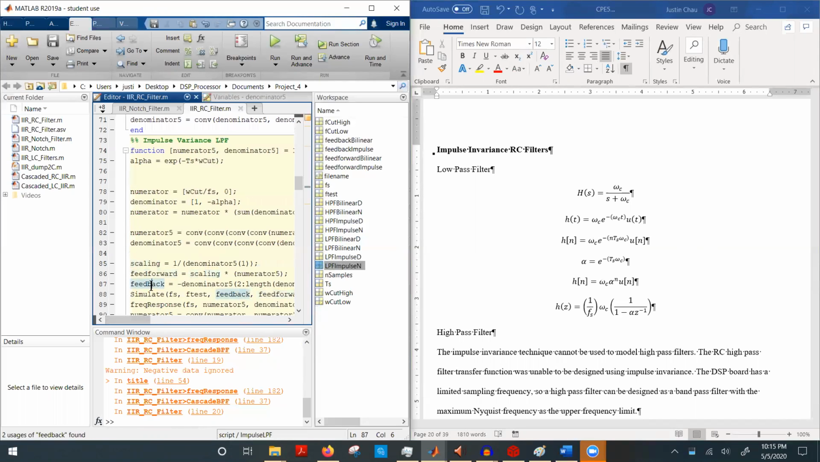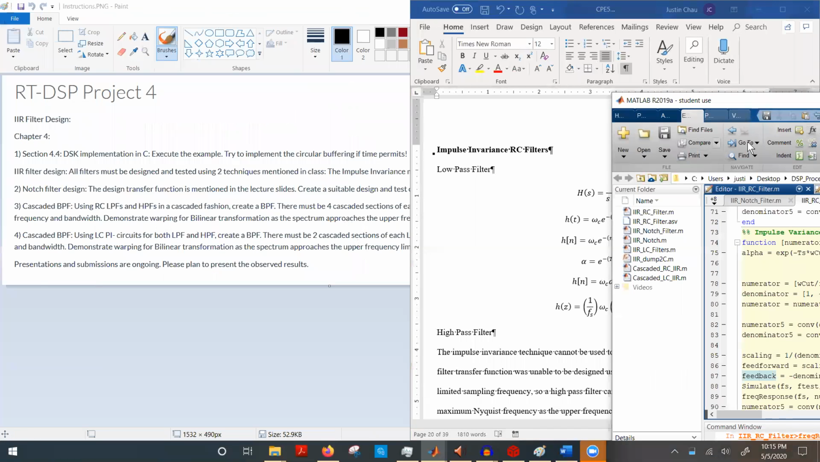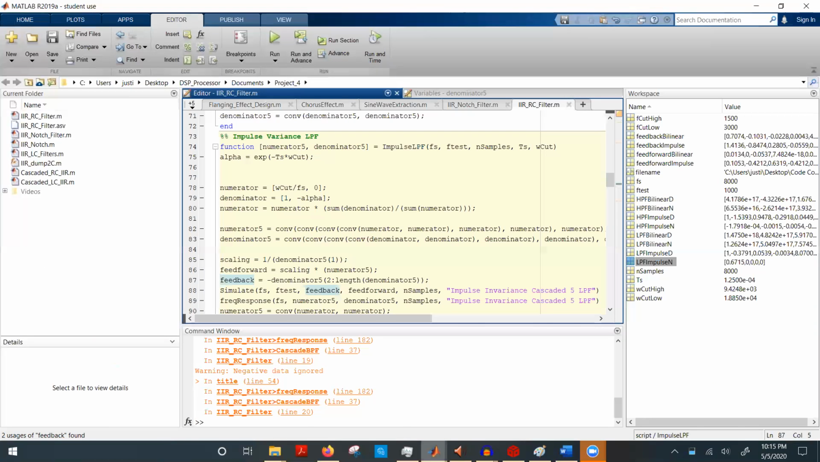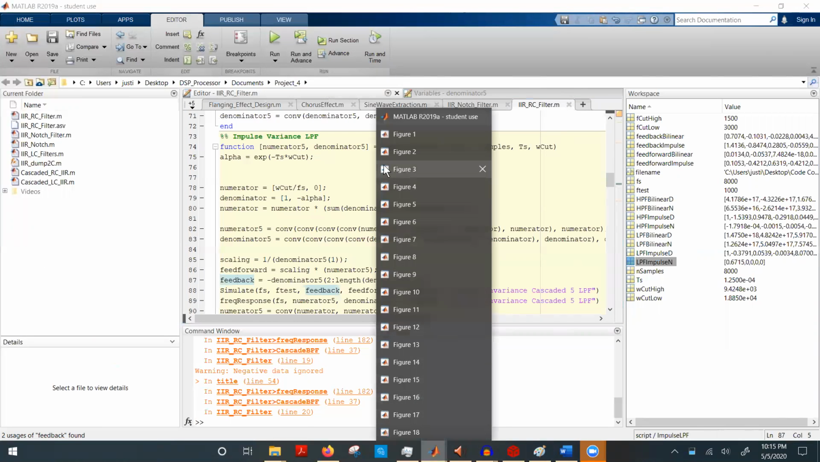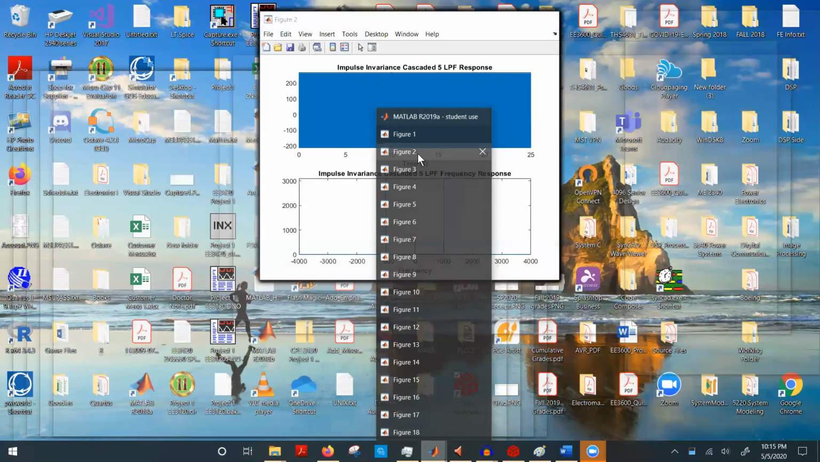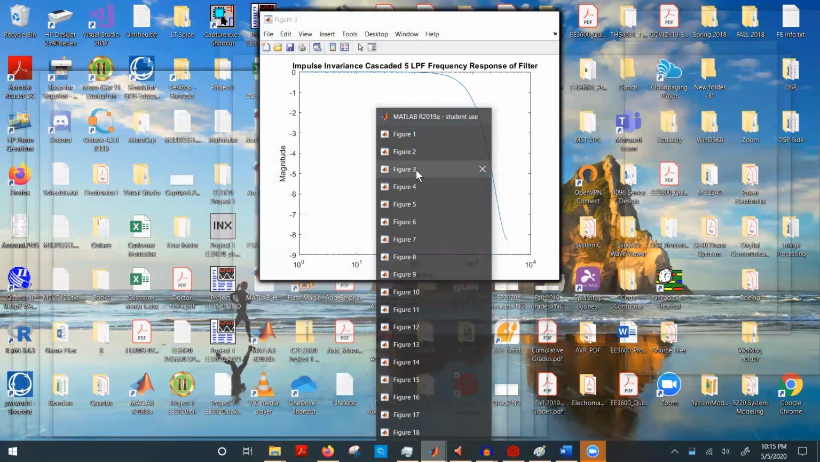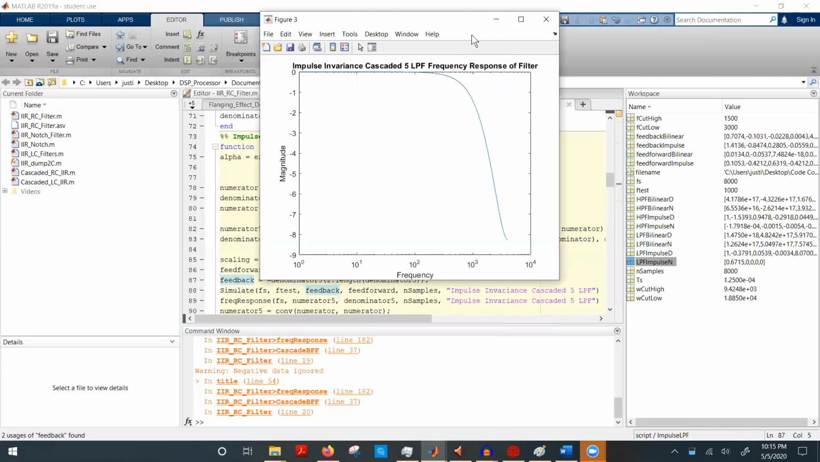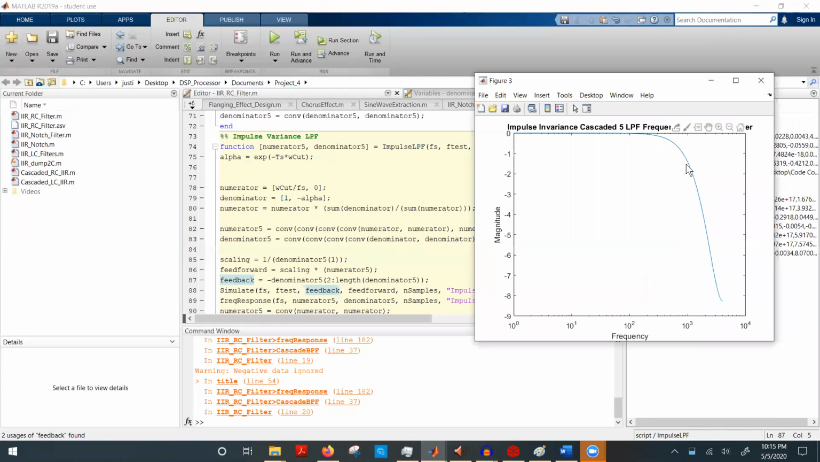But these feed forward and feedback coefficients are only used in the simulation, because I'm not done with my filter. My filter also needs to include the high pass components. So this feed forward and feedback are used just to simulate the low pass filter to make sure that it's working. If we look at the impulse invariance low pass filter, I use that and simulate the low pass filter, and it looks like this.